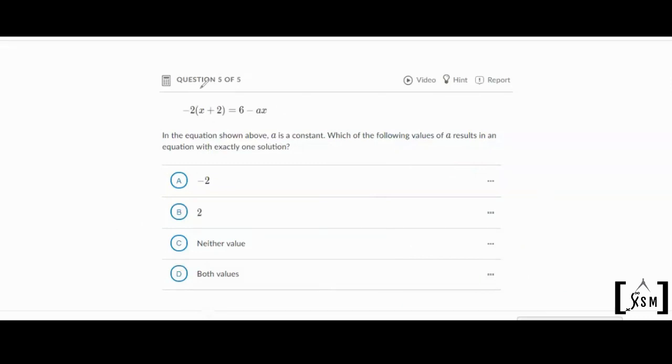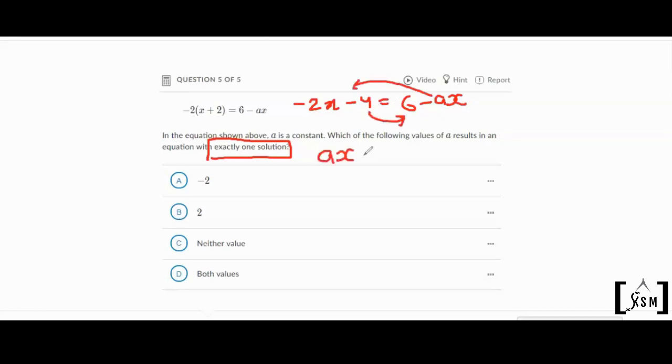Have a look at this question 5. In the equation above, which of the following values of a results with exactly one solution? So this time again we have to get some value of x because we want exactly one solution. Let's solve for x. So negative 2x negative 4 is equal to 6 minus ax. We bring all the x's together. So we bring minus ax this side and negative 4 this side. So we get ax minus 2x is equal to 6 plus 4.